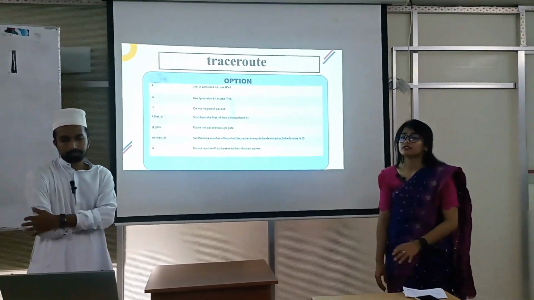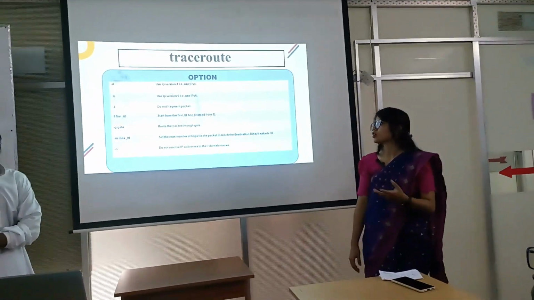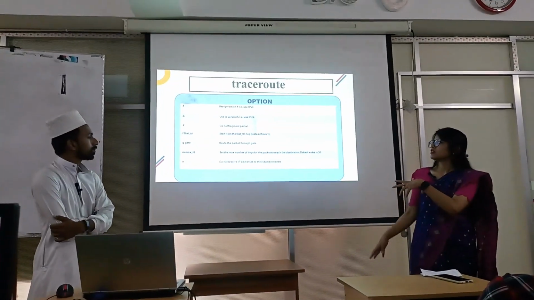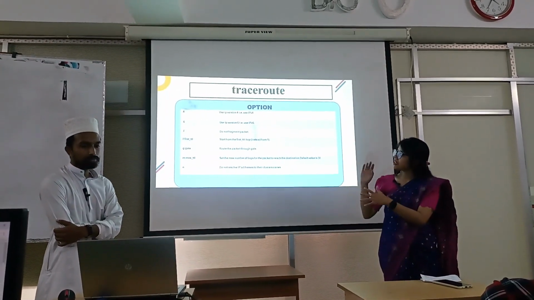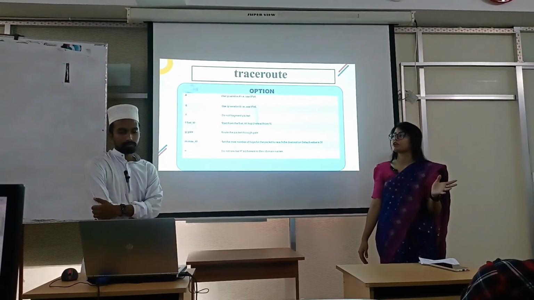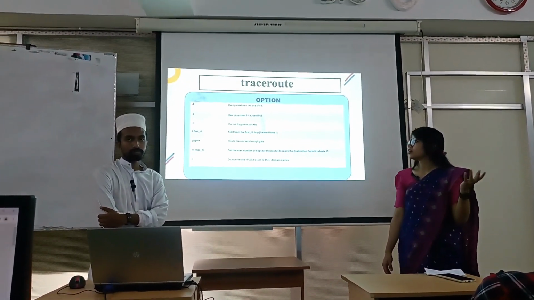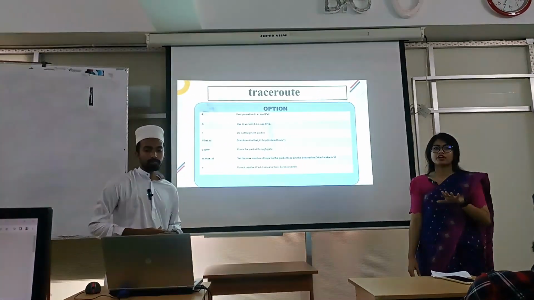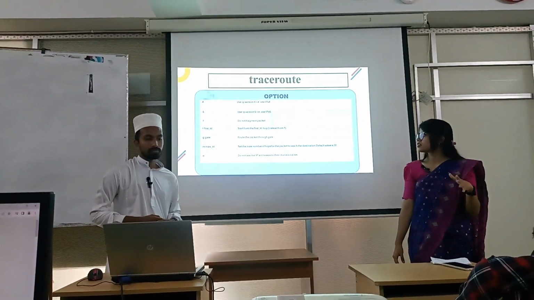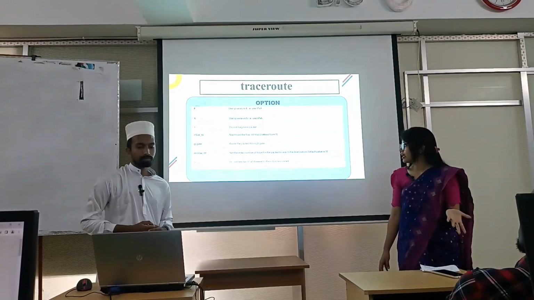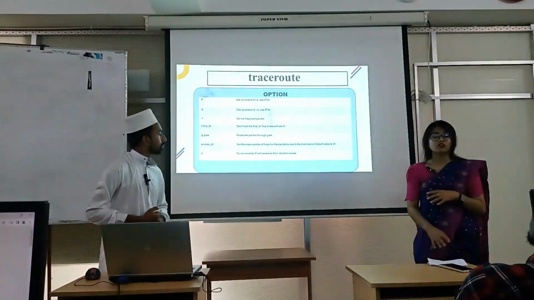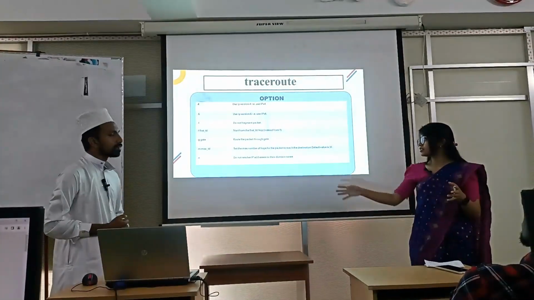Traceroute has various options. Some of them are here. -4 means use IP version 4, and -6 means IP version 6. -F means do not fragment packets. -g gateway means route the packet through a gateway. -n means do not resolve IP addresses to their domain names.